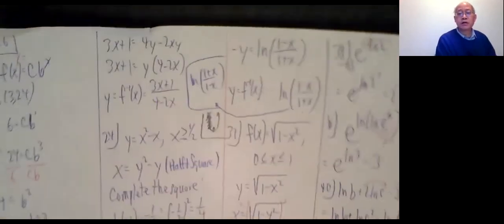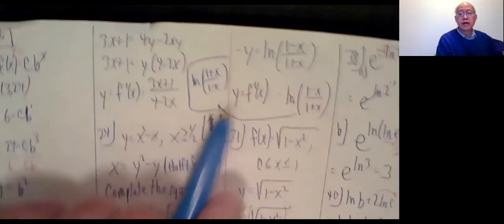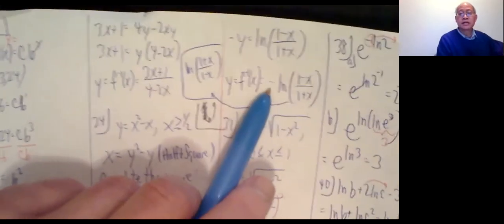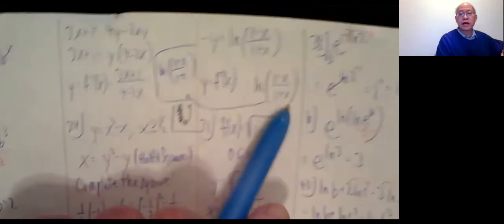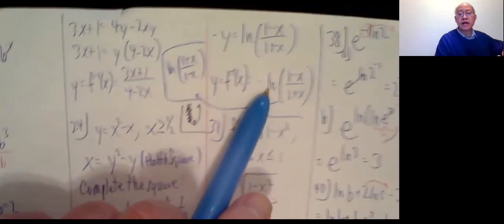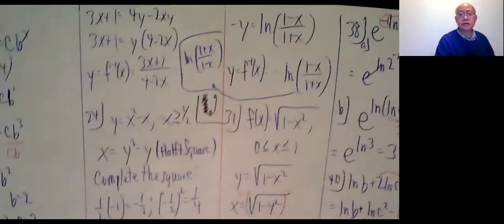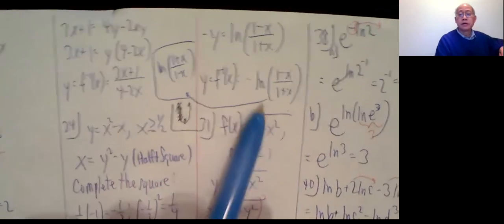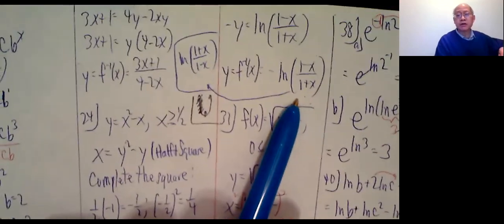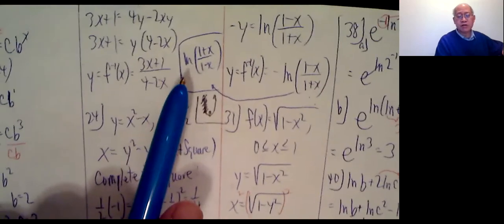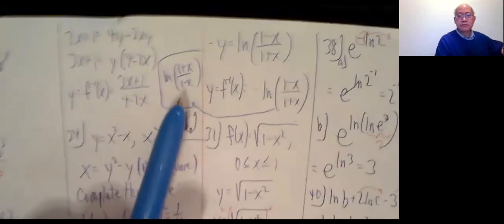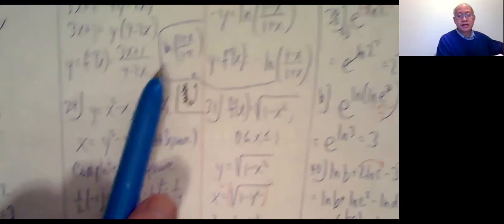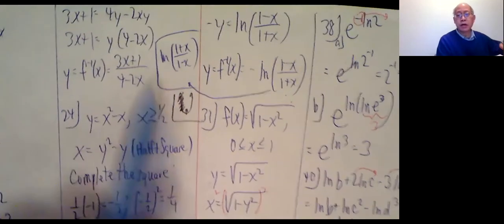Okay, so the final answer, or an acceptable final answer, is f inverse of x is negative ln 1 plus x. Oh, sorry, negative ln 1 minus x over 1 plus x. Okay. This is an acceptable final answer, but you could also write it like this. This is a little bit cleaner because there's fewer negative symbols.